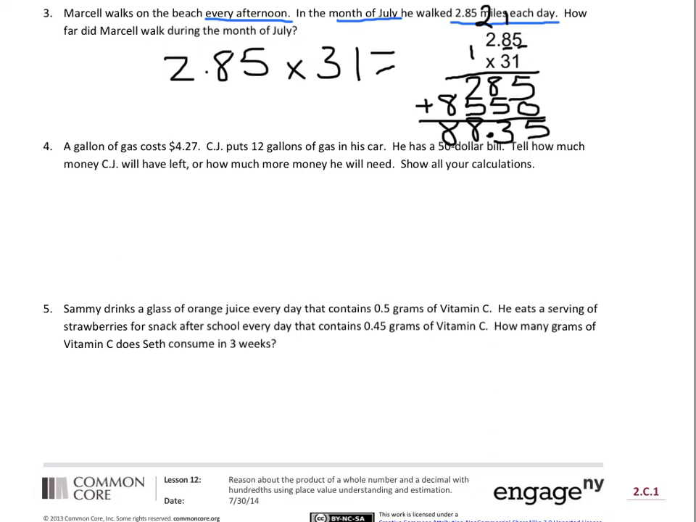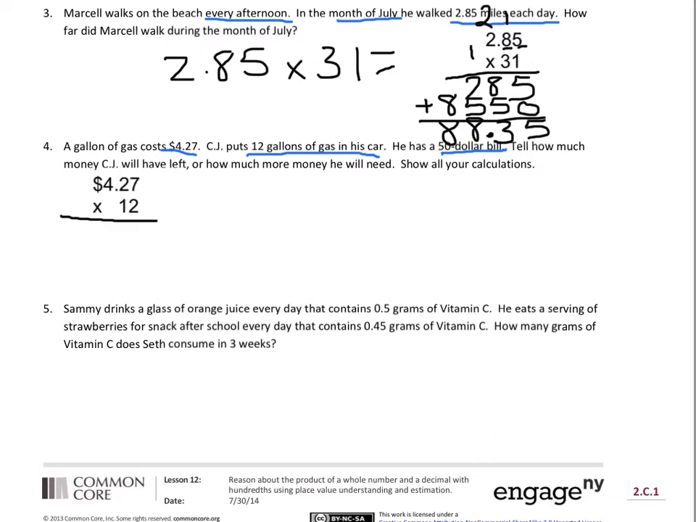The first thing we need to do is find the information that is important. We know that gas costs $4.27. We know that CJ puts 12 gallons of gas in his car and that he has a $50 bill. We need to tell if he has any money left or how much more money he will need. So the first thing we need to do is multiply $4.27 by 12 gallons. Let's solve.